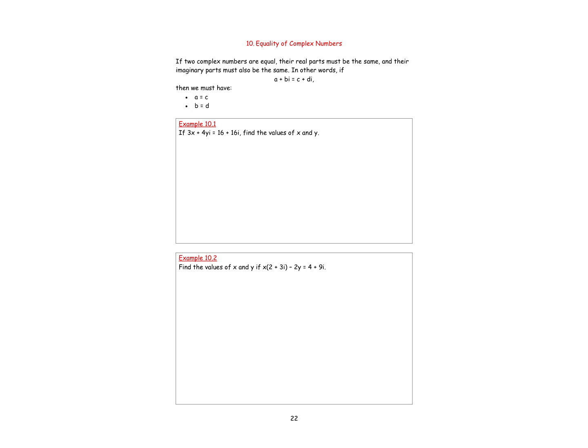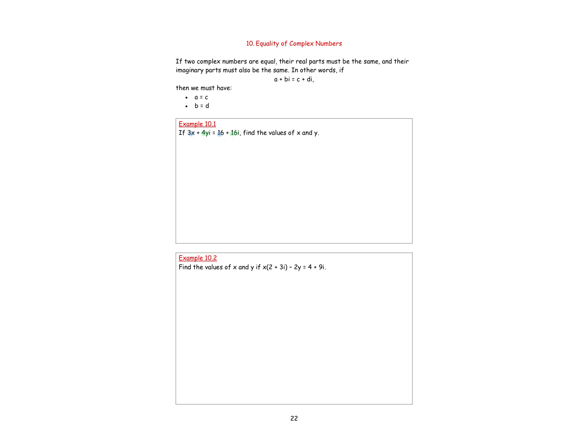Example 10.1 says if 3x plus 4yi is equal to 16 plus 6i, find the values of x plus y. To find the values of x plus y, it's best to equate the real parts and equate the imaginary parts. Before I do this, I highlight my real parts in one colour and highlight my imaginary parts in another colour. The real parts here, we have 3x and 16, and the imaginary parts, we have 4y and 16i.